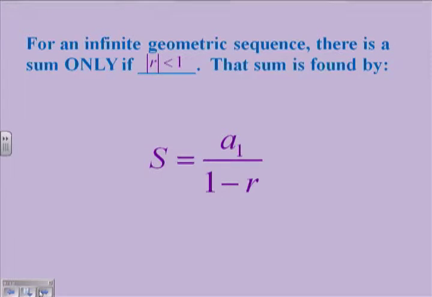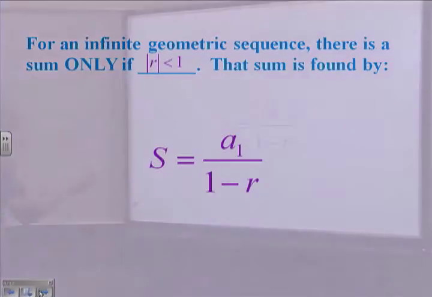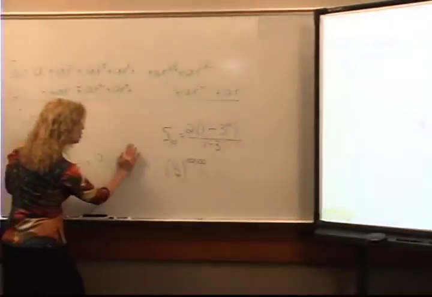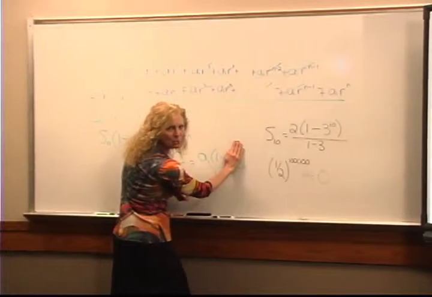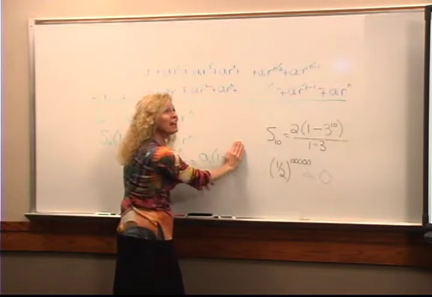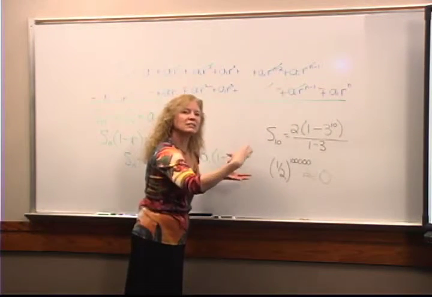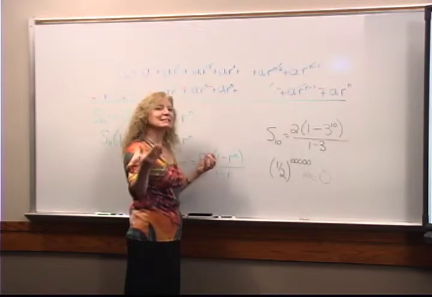Now, the reason I put that in absolute value bars is because I don't care if it's positive or negative. Ignoring the positive or the negative sign, its value has to be less than 1, because that's what allows this term to go to 0. And if I'm effectively going to be adding on 0 at some point, it would make sense that I can find this sum.